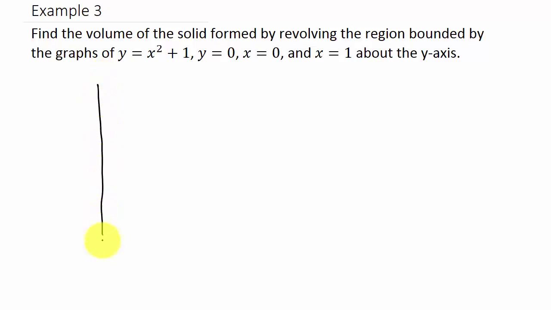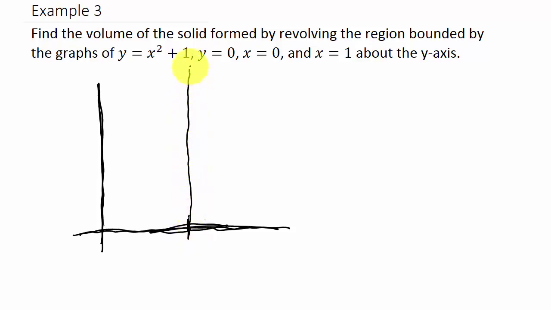So let's see. Alright, so if we graph y equals 0, that's just the x-axis here. We draw the line x equals 0, that's the y-axis here, and then x equals 1. Now we'll put it out here, give ourselves some room. So there's the line y equals 1.